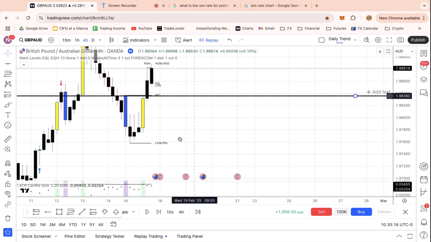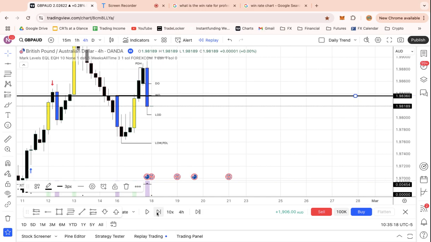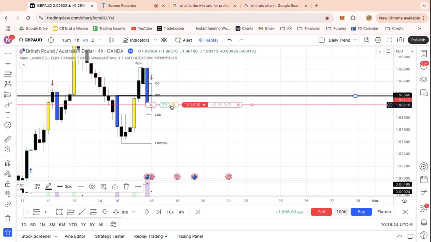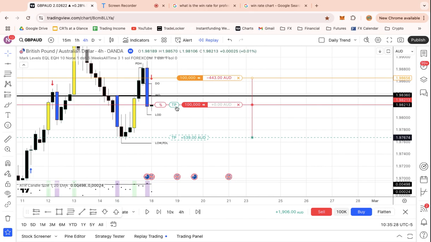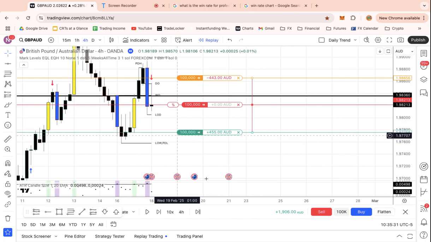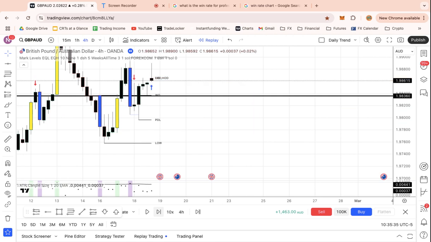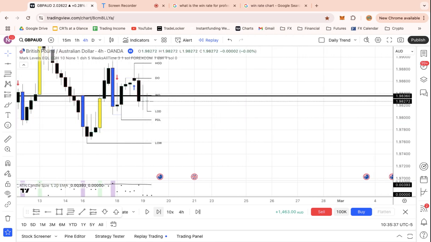Yellow range here. Will price close back inside of it? Yes, it did. We'll take that. Why not? Stop loss there. Take profit here. That's probably going to be a loser. That is a loser. Let's keep going.